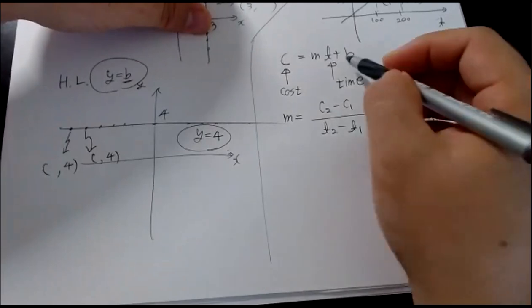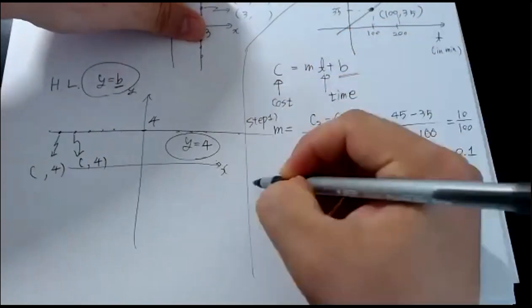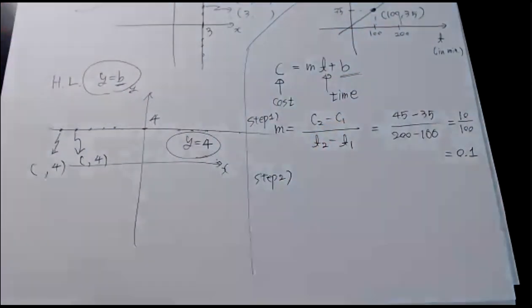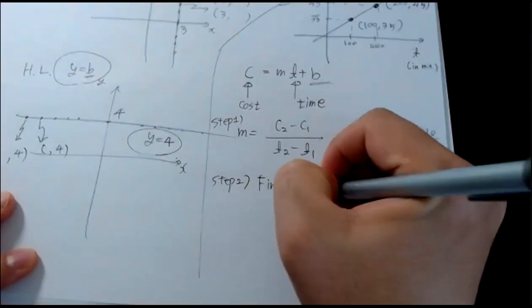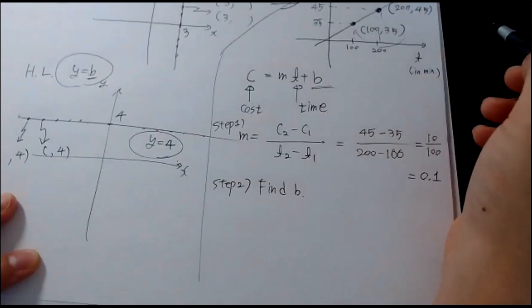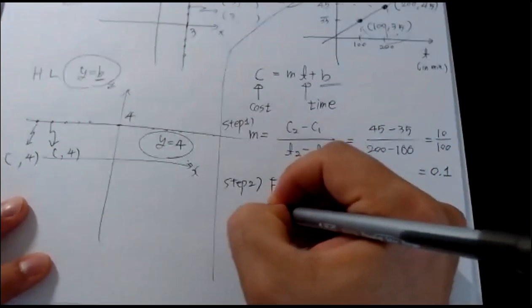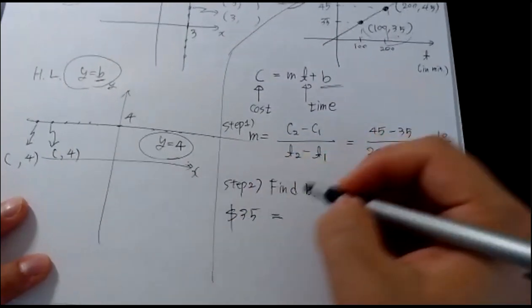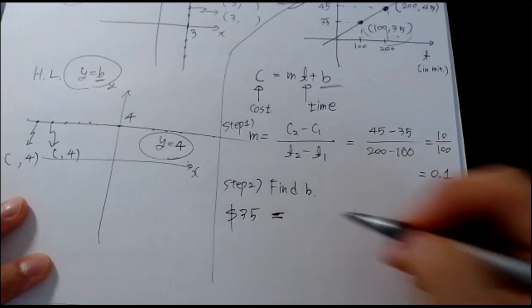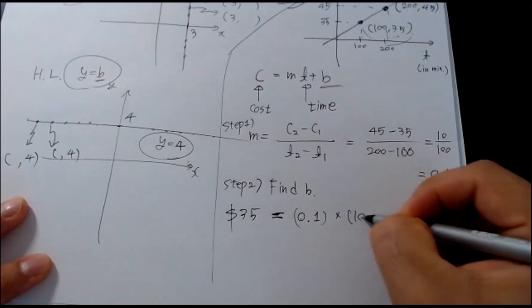Now next one, what about B? So to find B, this is kind of step one and step two. Okay, step two, to find the B, I'll use the point (100, 35). I'm going to plug the point into the equation. So 35, the cost, I mean $35. We got M times T, which is 0.1 times T, 100 minutes, plus B.